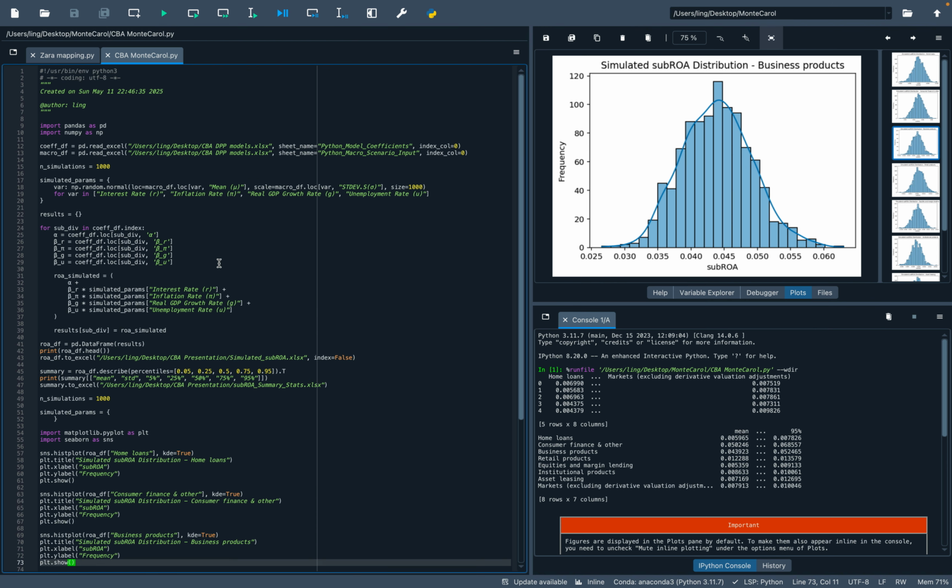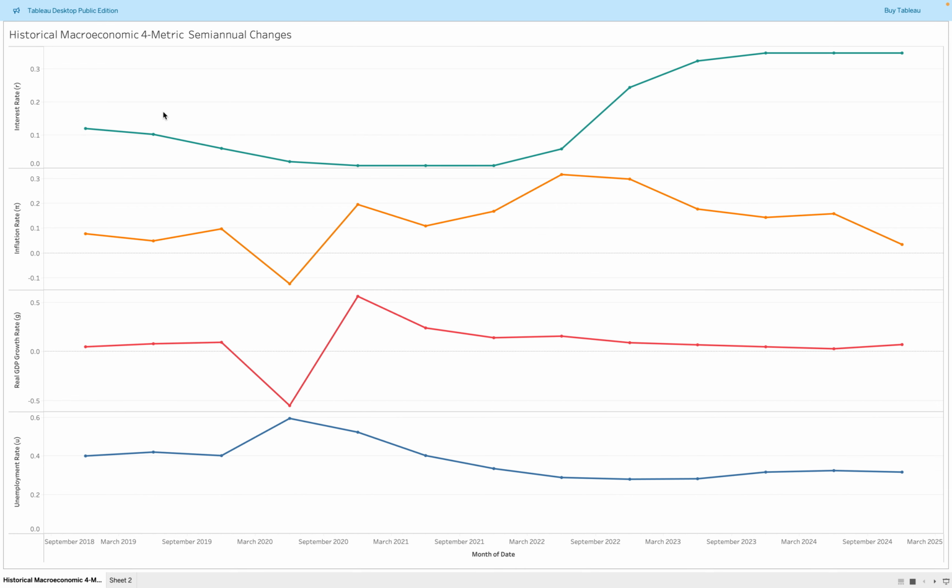Here is the code. And just to help you understand, we visualize historical macroeconomic changes.